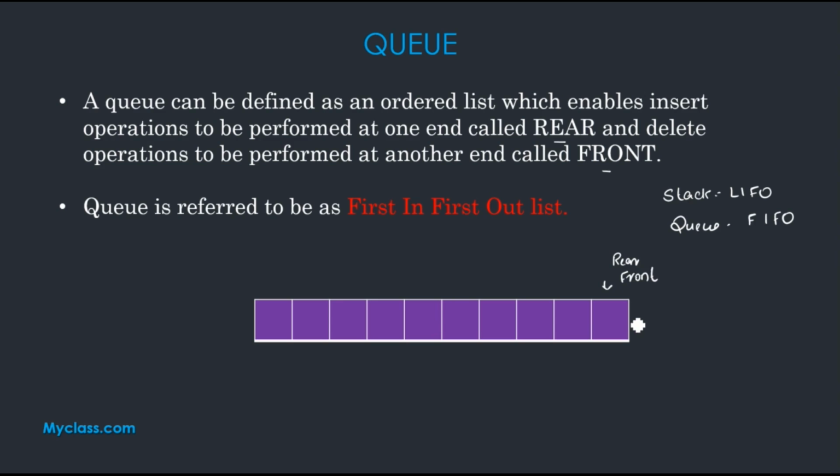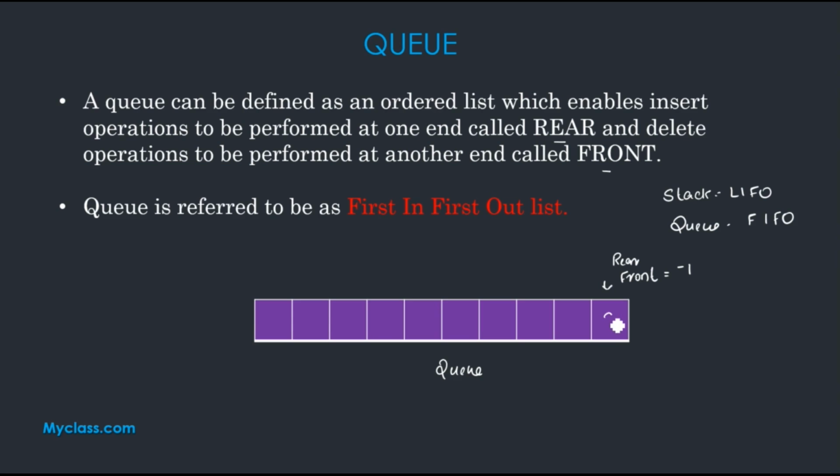If the queue is empty, rear and front are pointing to the null value or -1 value. This is our queue data structure. Whichever data comes as the very first data or first element of this queue can only be deleted first.